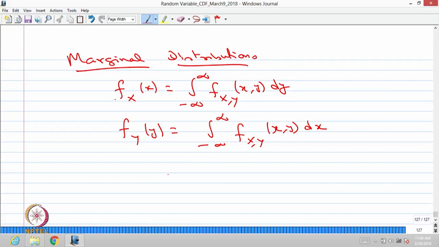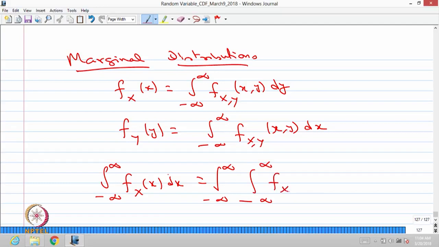One can verify how this is going to be the probability density function of x and how this is going to be the probability density function of y, because this function f of x is always greater than or equal to 0, and if you integrate the probability density function of x from minus infinity to infinity, that is a double integration from minus infinity to infinity of the joint probability density function of x comma y. Therefore, we know that the double integration from minus infinity to infinity of the joint probability density function is going to be 1.